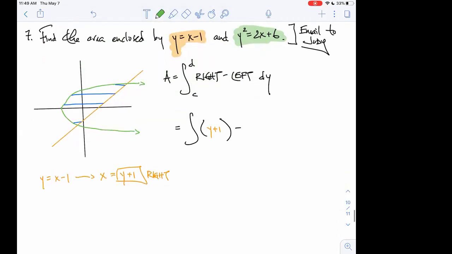Now let's rewrite our left curve. So y squared equals 2x plus 6. If I want to isolate x, I can subtract the 6. So 2x equals y squared minus 6. And then I'm going to divide by 2. And so this is what I can put in for the left curve.